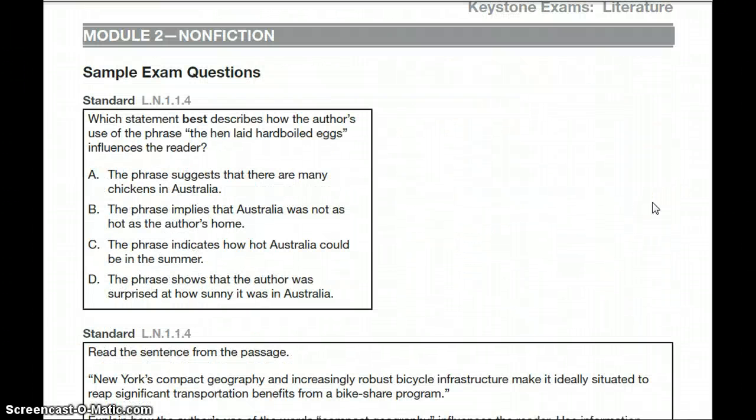Okay, another question might ask you what statement best describes how the author's use of the phrase, the hen laid hard-boiled eggs, influences the reader. So you're looking at specific wording to try to determine, why did the author use those words? What are they trying to influence you, or how are they trying to influence you?